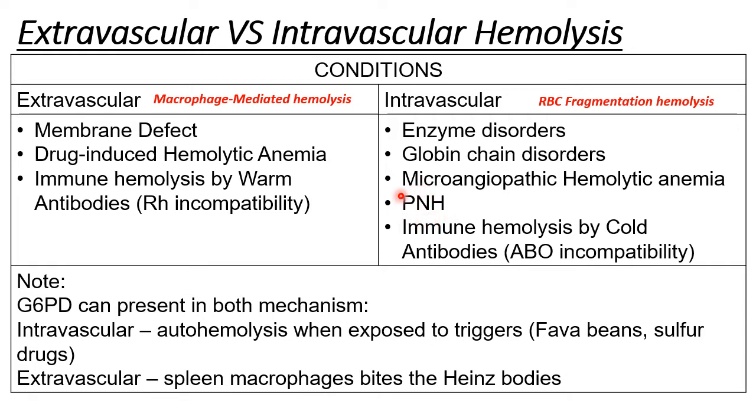And ano ang defect or deficient dito sa PNH? It has a deficient CD55 and CD59. And lastly, one example of intravascular hemolytic anemia is immune hemolysis caused by cold antibodies such as in ABO incompatibility. So, magpapalito sa dalawang ito. Okay? Extravascular warm antibodies, intravascular cold antibodies.